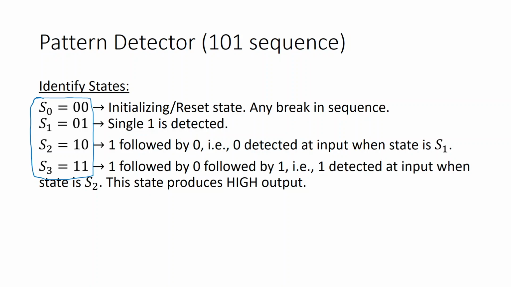So now I think it is getting clear in your mind how you will be able to draw the state diagram and the state table. You go to S2 when a 0 happens at the input when you are already in S1, because S1 is defined when a single 1 is detected. S3 is 1 followed by 0 followed by 1. That means 1 is detected at the input when you are already in S2, and this state produces the high output. Okay, with this understanding of the states, now we can draw the state diagram as well as the state table.